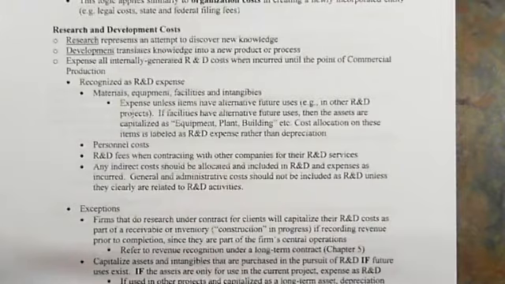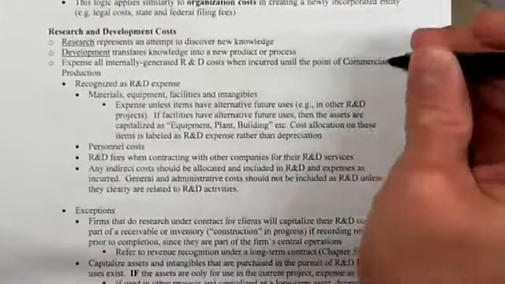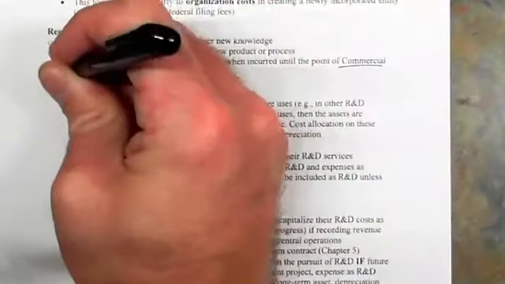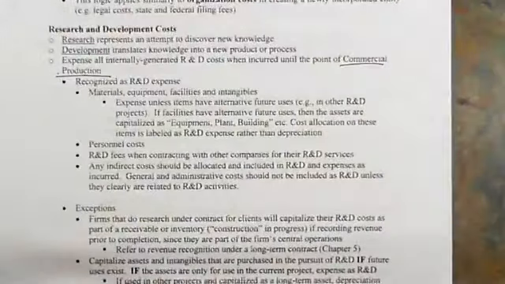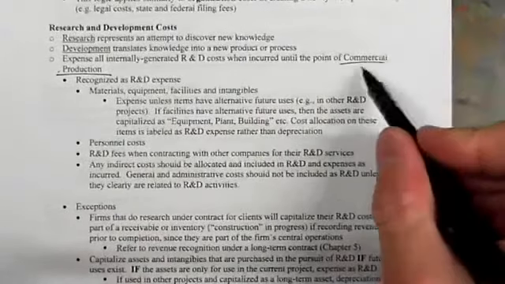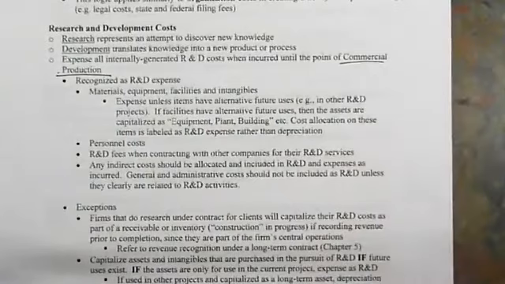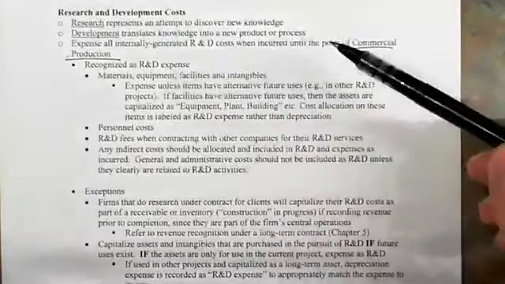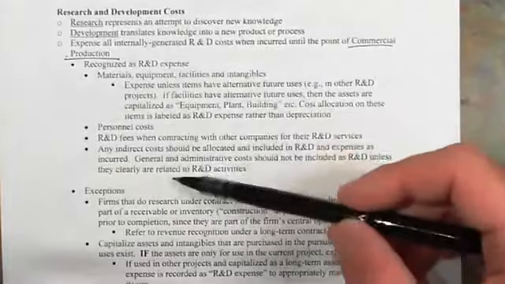You're going to expense all the internally generated R&D costs up until the point of commercial production, which means that we have everything in place, it's applied, we've tested it, we know it's ready, we're producing, right? So once that occurs, then some additional costs after that point can be capitalized into an asset, right? So these are all the things that we recognize as R&D expense.